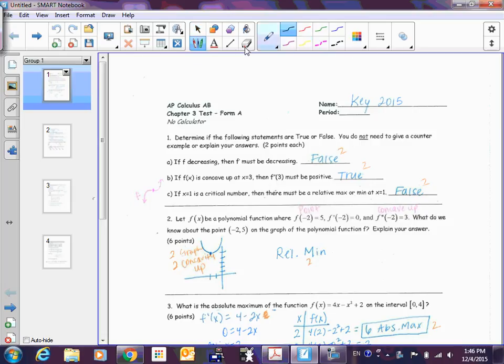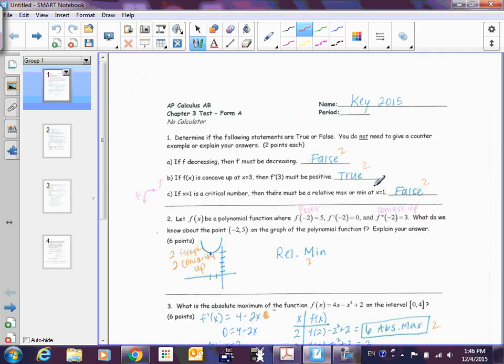So, chapter 3 test. The first part was true false. Overall, you guys did pretty good on this. Some people missed C. I just wanted to say that if x equals 1 is a critical number, there doesn't have to be a relative max or min. It could be this type of picture right here. Are there any other questions on the first true false section?